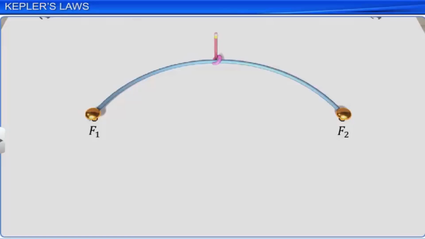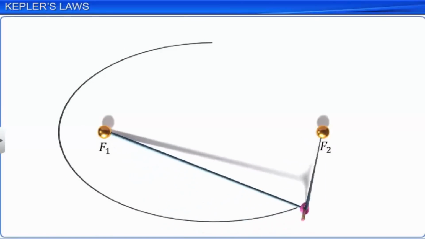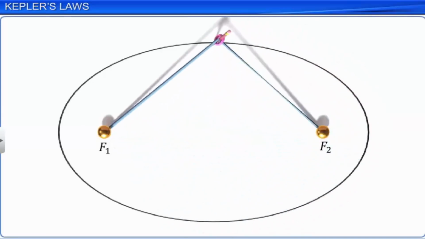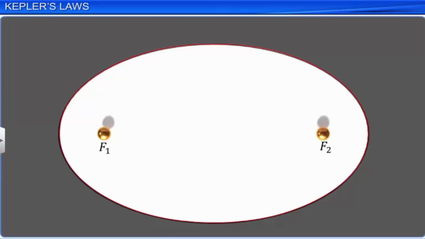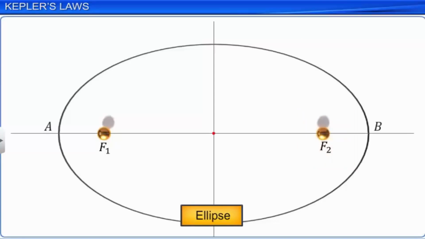Stretch the string taut at the tip of the pencil and draw a curve on the sheet by moving the pencil as shown. Take care that the string is taut while you draw the curve. The closed curve you observe is the ellipse. Points F1 and F2 are called the foci. The midpoint of AB, which is denoted as O, is the center of the ellipse. For any point P on the ellipse, the sum of the lengths PF1 and PF2 is constant.